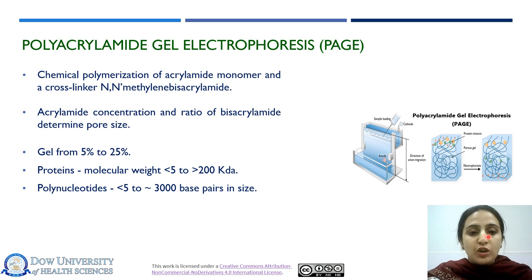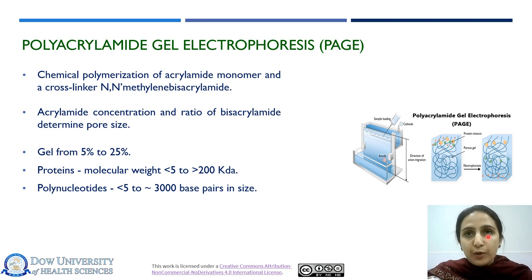The concentration of acrylamide and the ratio of the crosslinker, that is the bisacrylamide, determine the pore size or the sieve size of these gels. So if you increase the concentration of acrylamide and the crosslinker, then the pore size would decrease. And if you use a lower percentage or concentration of acrylamide, the pore size would increase. So there is an inverse relationship between the concentration and the pore size. As the concentration of monomer and crosslinker increases, the pore size decreases.